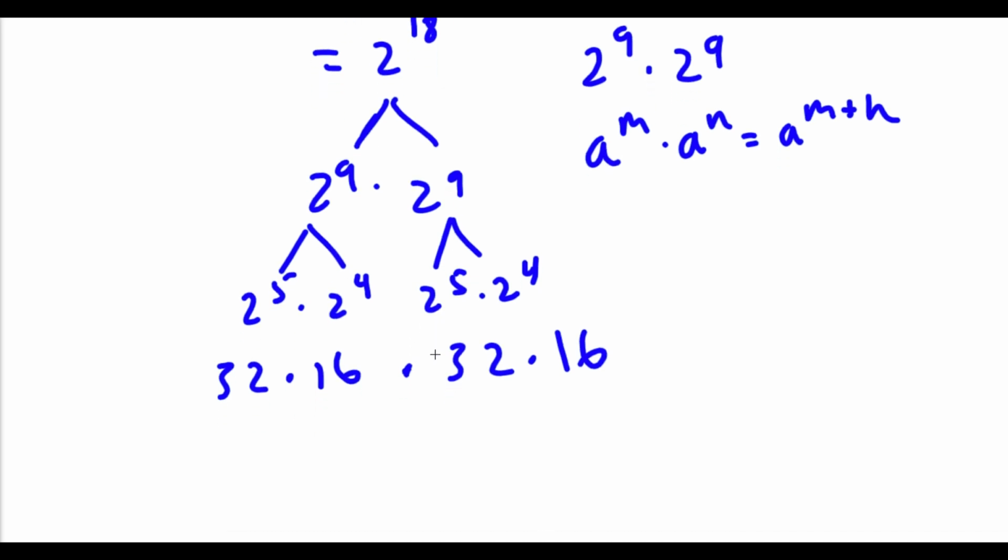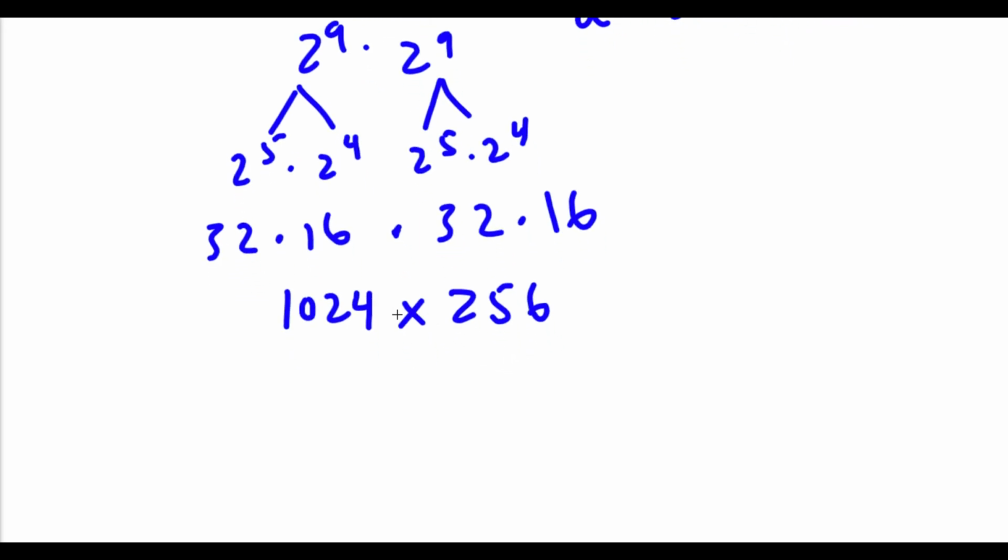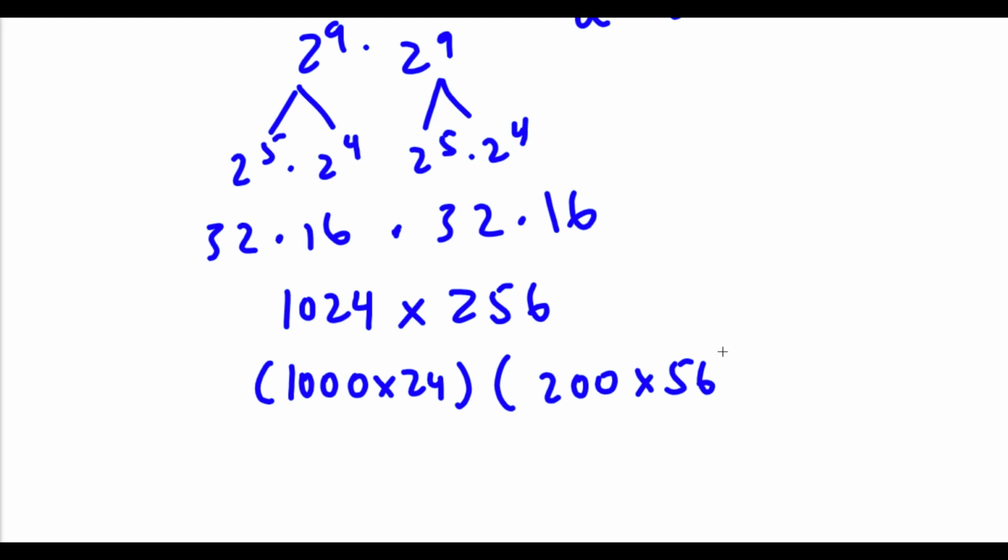Now let's first do 32 times 32, which is equal to 1024. Then 16 times 16 is equal to 256. So we have 1024 times 256. And to solve this problem, I'm going to rewrite 1024 as 1000 plus 24, and 256 as 200 plus 56.